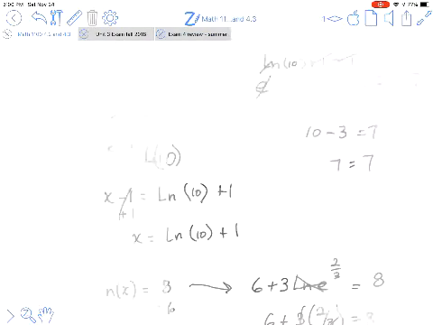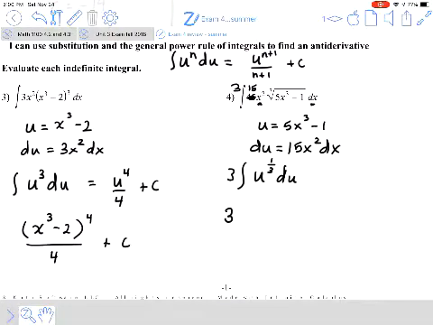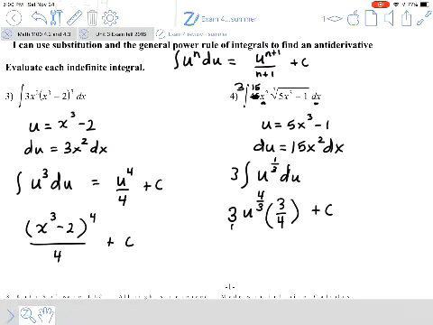The antiderivative of u to the 1/3 is u to the 4/3, and then we either divide by 4/3 or multiply by 3/4. So this 3 times 3 there, that's going to become a 9. Then we can undo the u substitution, which is 5x to the third minus 1. That's raised to the 4/3 power divided by 4 plus c.